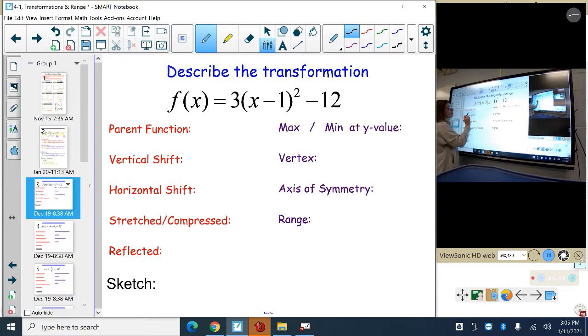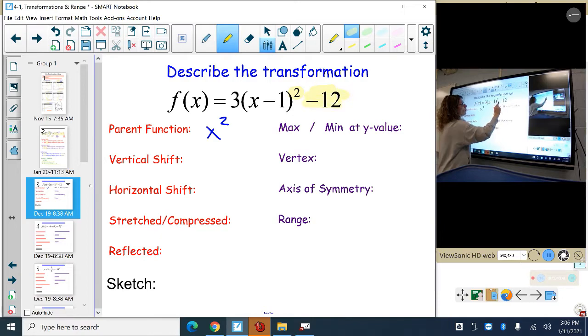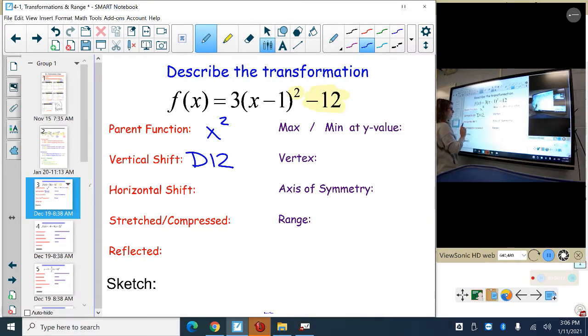So what is my parent function? I'm going to look right here at the power, and my power is going to be a 2, so therefore x squared is my parent function. The vertical shift means I'm going to grab this number right over here, so it means it's going down 12 units. The horizontal shift means I'm looking right inside here, that's a minus 1, so you think it goes to the left, it's actually going to the right one.